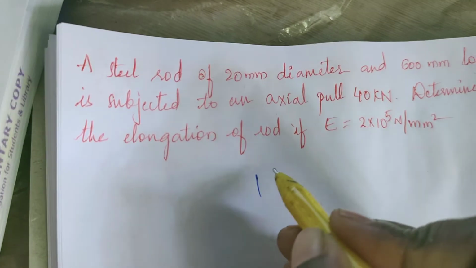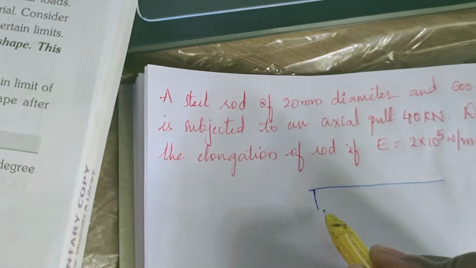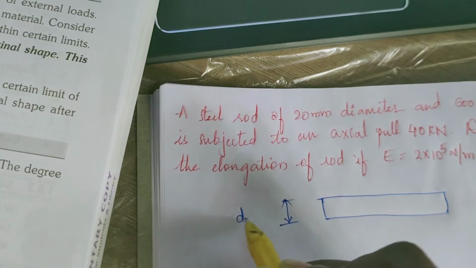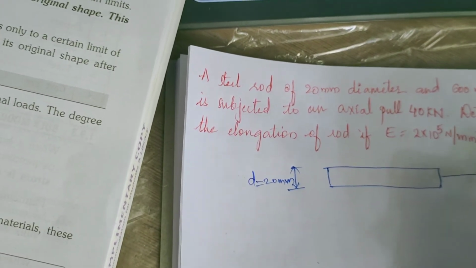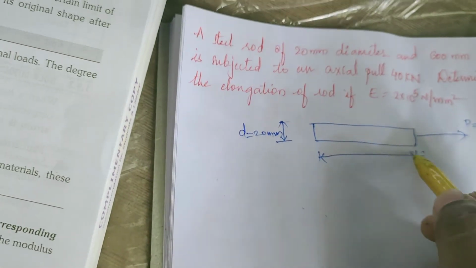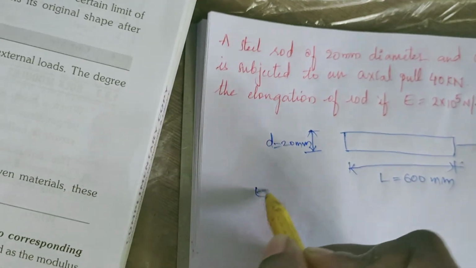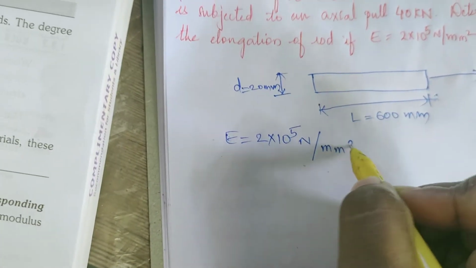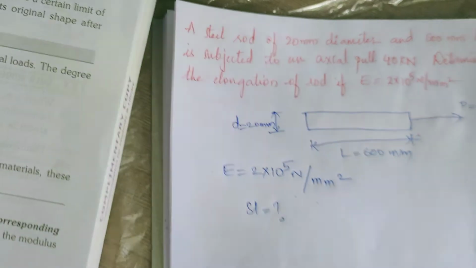So again I am taking the diagram here. Say the steel rod is of diameter 20 mm, subjected to an axial pull of 40 kilonewtons, and the length L is equal to 600 mm. Also given E is equal to 2 into 10 to the power of 5 Newton per mm square. Now determine the elongation in length. It means you need to find delta L.